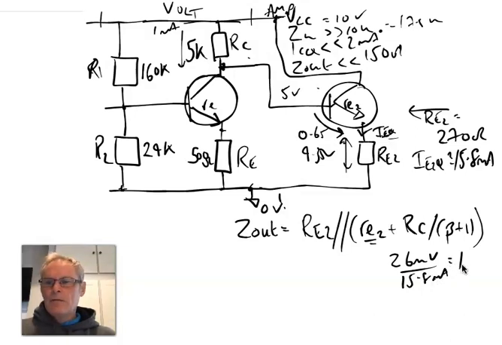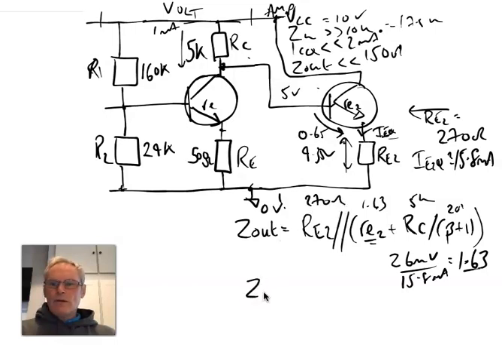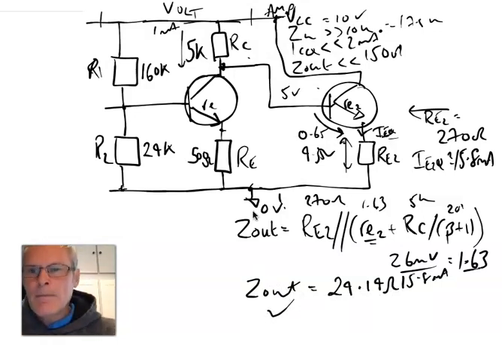Therefore that's going to be 1.63 ohms. So we know that re2, we've calculated re2, and we know that RC is going to be 5k. RE2 we've chosen to be 270 ohms, and therefore if we plug everything in to these equations, we're going to get a Zout of around 24.14 ohms, which is pretty damn good. We've satisfied that equation.